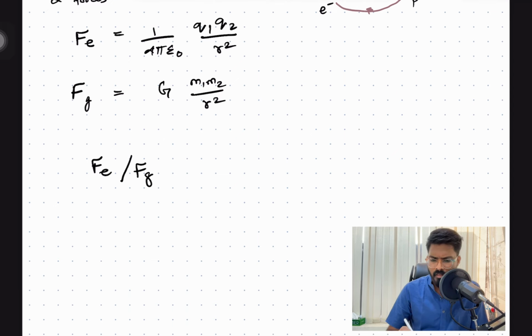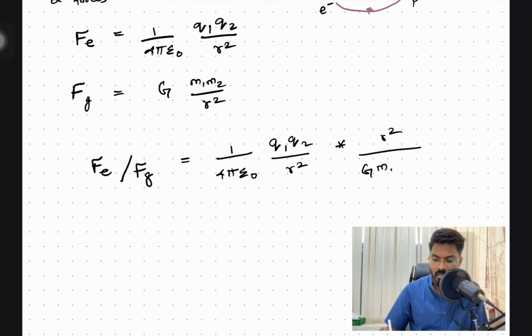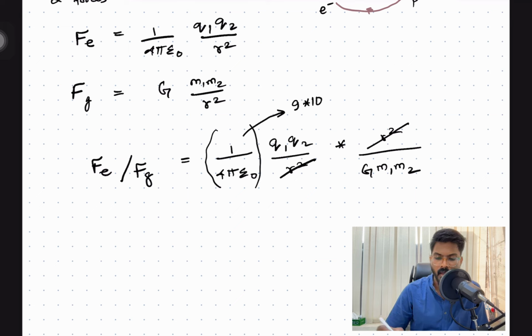Can we do that? Yes. Simply go ahead and substitute this: 1 by 4 pi epsilon naught q1 q2 by r square into r square by G into m1 m2. Now we could proceed with cancellation of the terms in this. This gets cancelled. Now this part I could directly take it as the Coulomb's constant, which is 9 into 10 to the power 9. So let's take that as a constant.